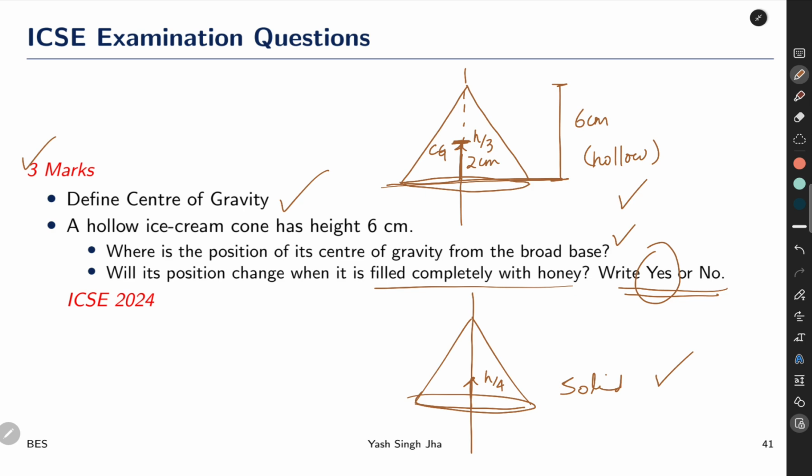Also, one more thing to note: unnecessary elaboration will make the chances of making mistakes more. So try to be as direct and to the point as possible. Here they have just asked yes or no, so you just write the answer yes or no. So the answer is yes. No need to provide any other explanation. This explanation that I gave you was just for your understanding. In the board exam, you just have to write yes or no.